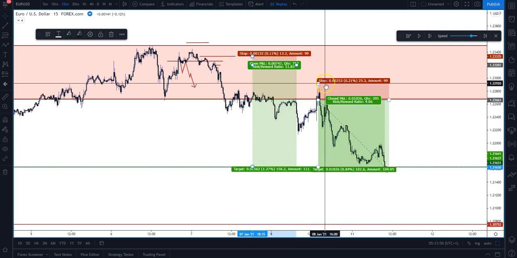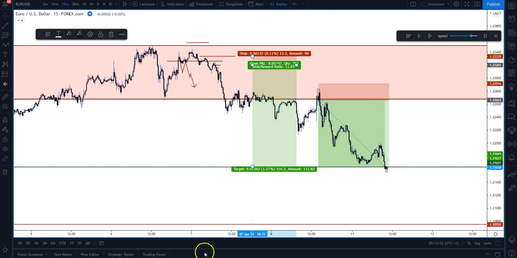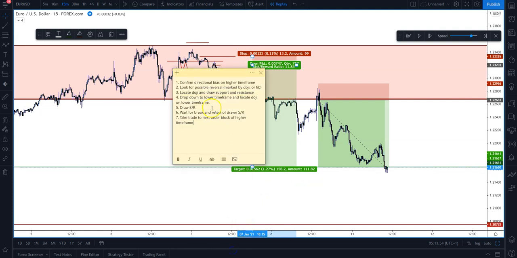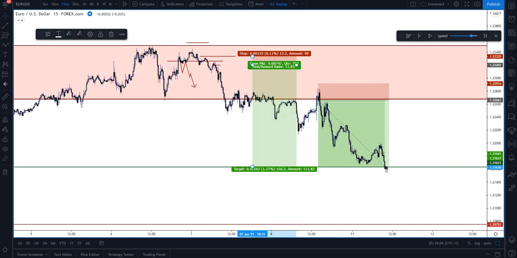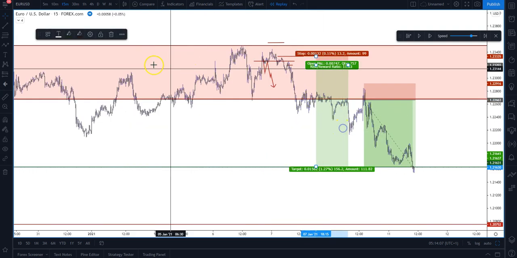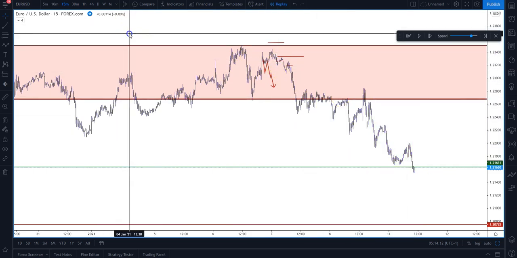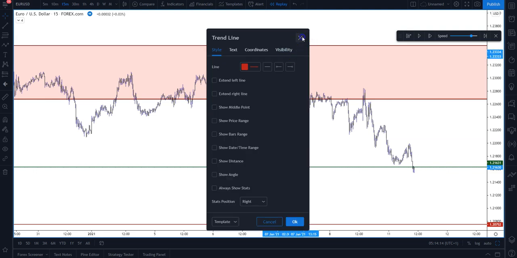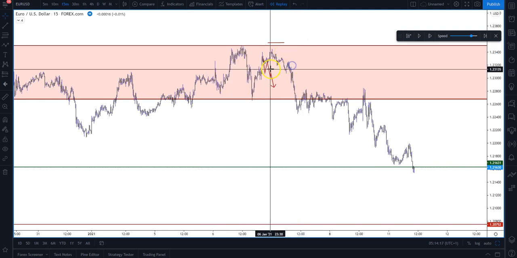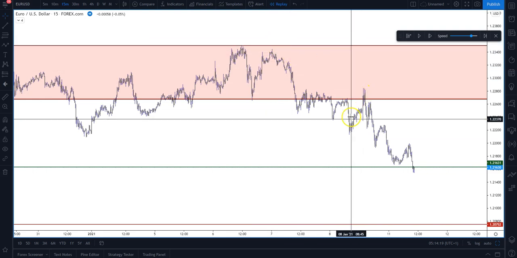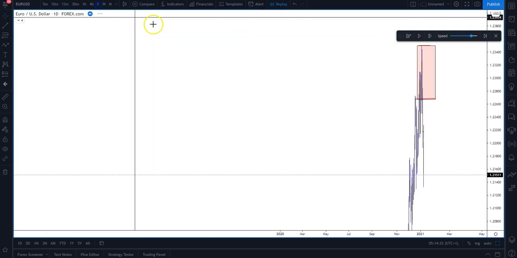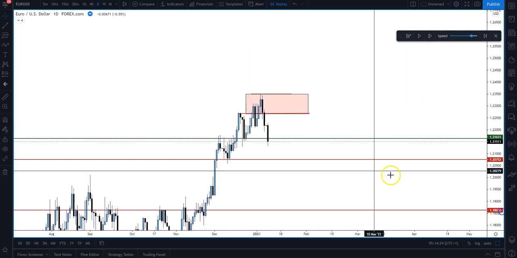So either way, that's how you enter trades successfully. Confirm the directional bias on the higher time frame. Look for possible reversal marked by doji or fib. So let me show the example of being marked by a fib. So let's clear all of this. All we need right now, let's say if we're still looking at this, right?